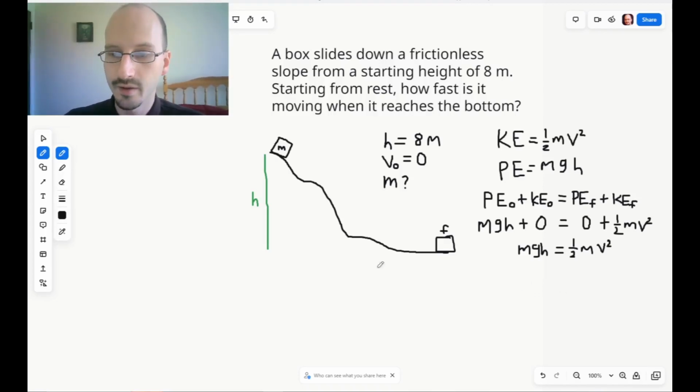All right, so now that we're here, we see something significant. The problem didn't tell us the mass, however, it's on both sides. See here and here? So if we divide both sides by the mass, it cancels out. And we just have gh equals 1/2 v squared. Okay, and a couple more steps of algebra gives us velocity is equal to square root 2gh.